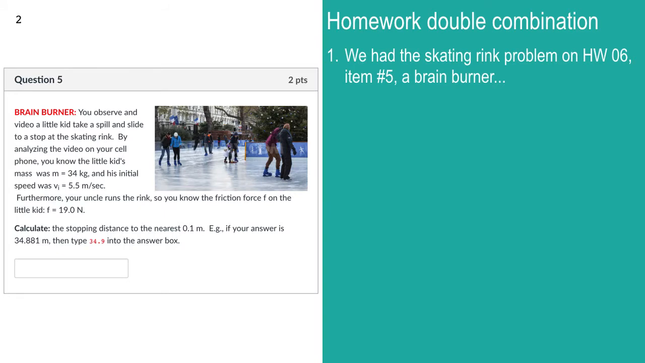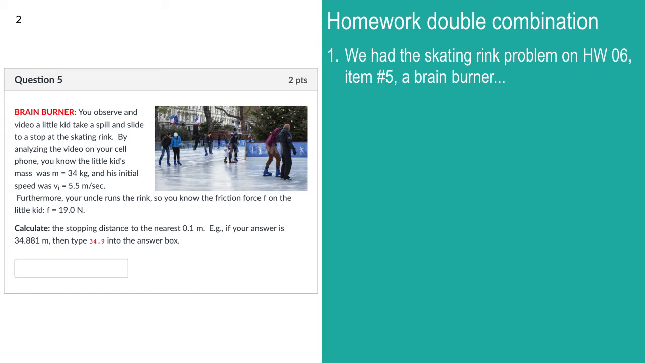I want to talk about the homework. And I'm going to try to actually go back a couple assignments to number 6. This little shrimpy kid at the ice rink, and that was a brain burner for many of you. And this is the one that we're going to focus on today.